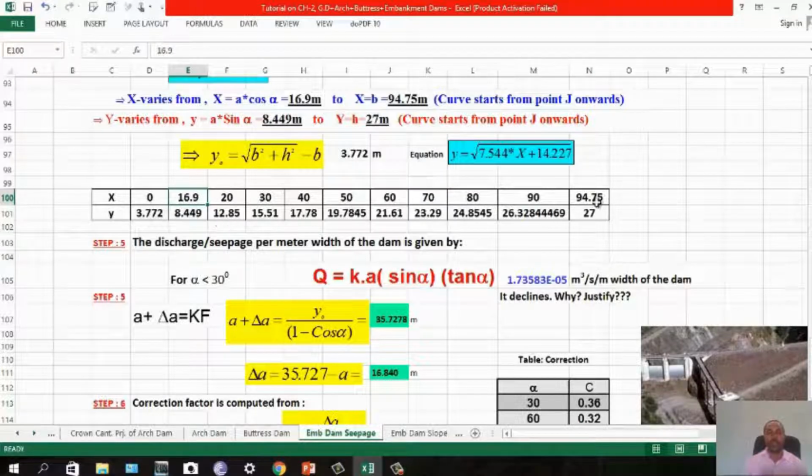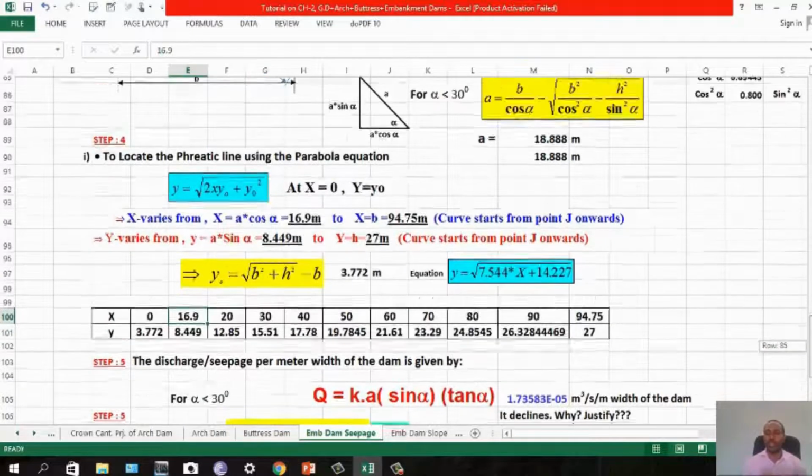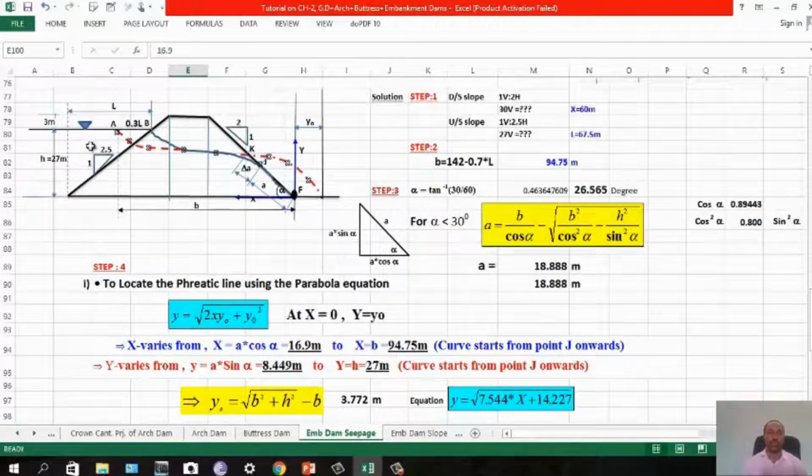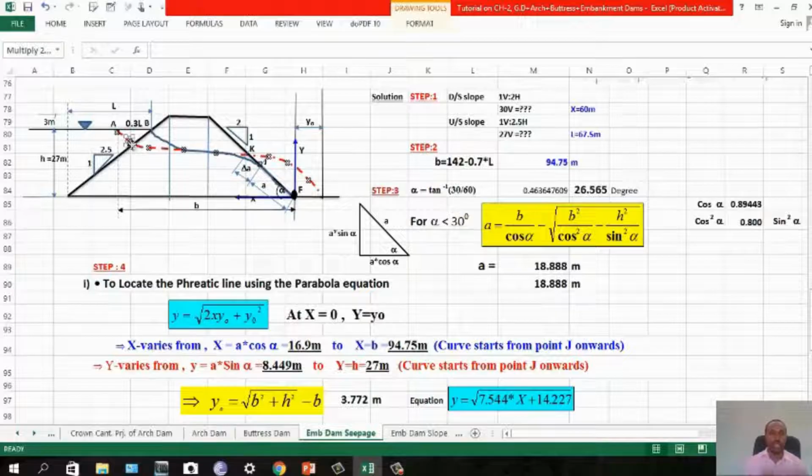So once you finish up to the B distance, you get water depth, which is 27 meter. Up to 27 meter, you have to plot the curve. So plotting, simply you can plot this curve like this, then it will join to the tangent point, to the downstream toe of the dam.